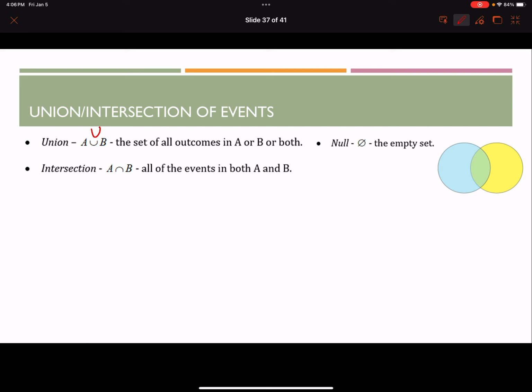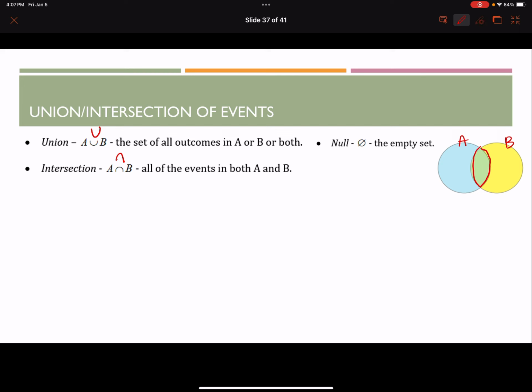While the intersection, like an upside down U, so A intersect B is all of the events in both A and B. So if I think of my Venn diagram over here, the intersection is this green section only. If this is A and this is B, the intersection is that green section only.